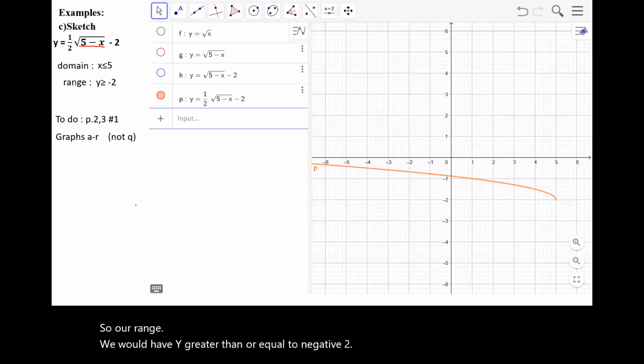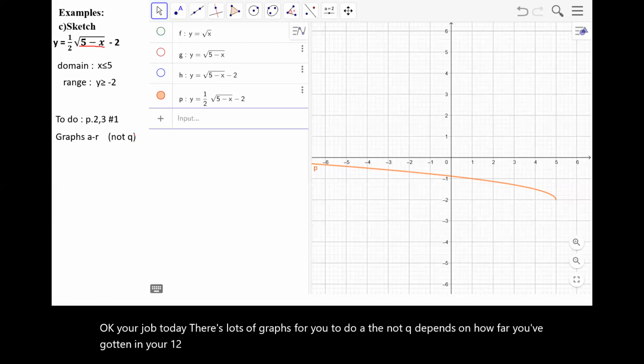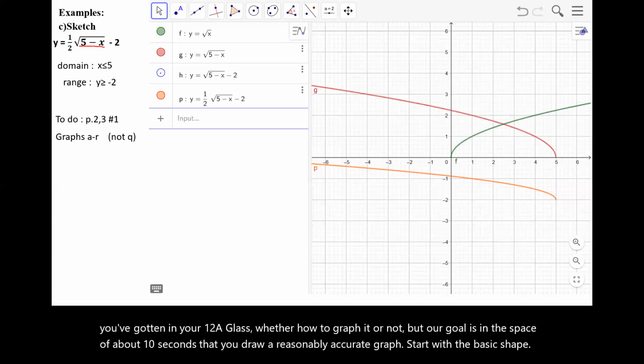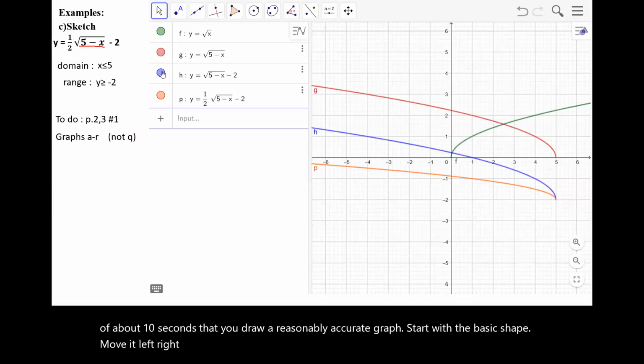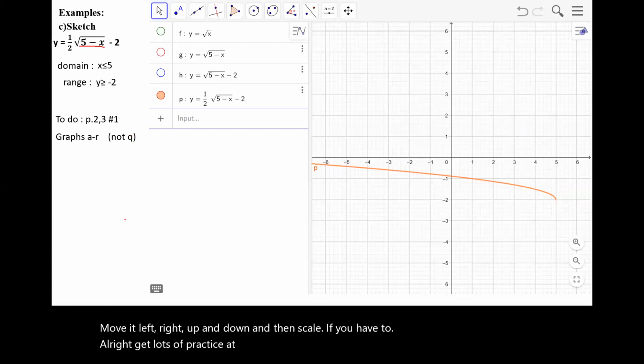Okay, your job today, there's lots of graphs for you to do. The last one depends on how far you've gotten in your 12A class, whether you know how to graph it or not. But our goal is in the space of about 10 seconds that you draw a reasonably accurate graph. Start with the basic shape, move it left, right, up and down, and then scale it if you have to. All right, get lots of practice at this. You need to be good at this. Have fun.